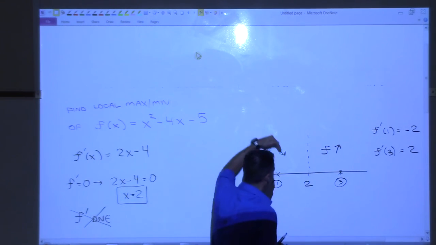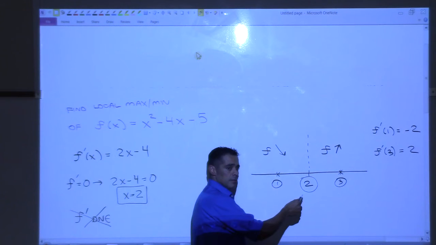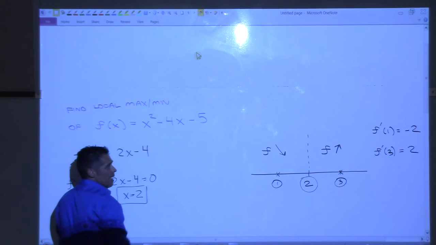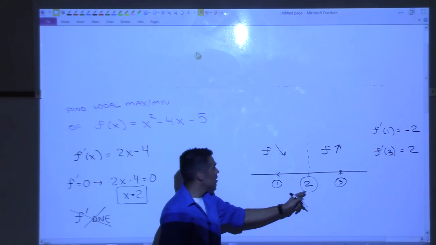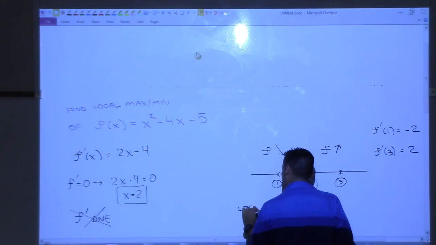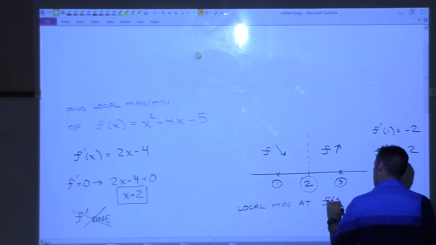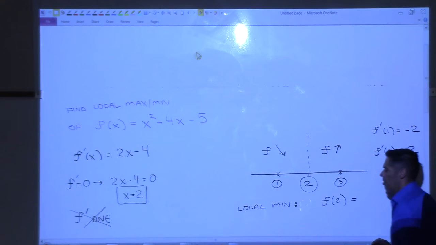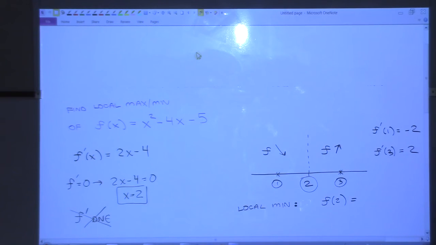So since my function goes down and then goes up, and this number is a critical number, right? And that number is actually in the domain of this. Like I can plug 2 into this, right? That means I'm going to have a local minimum here, right? That's going to be a local minimum. So this right here, I have a local min at f of 2. So I'll put local min, and I'm going to plug 2 into the original function to actually figure out what that value is. So if we plug 2 into that function, I think we get negative 9.